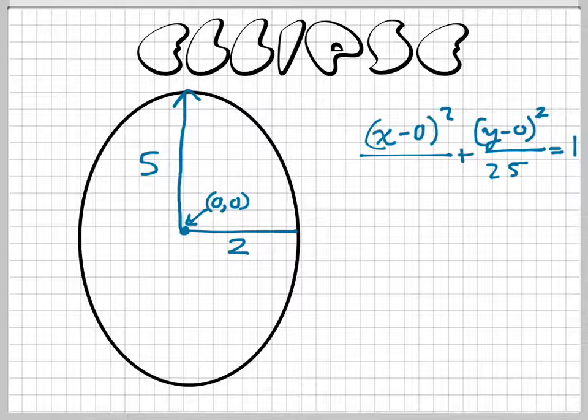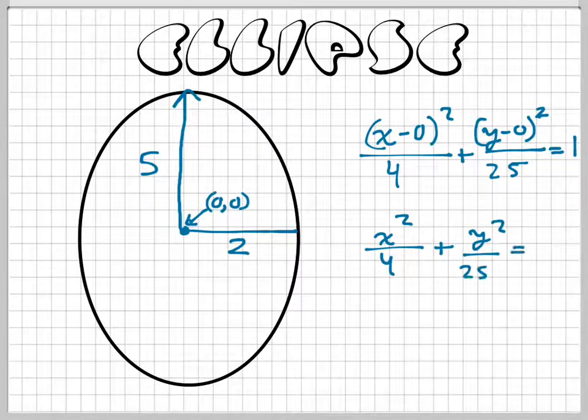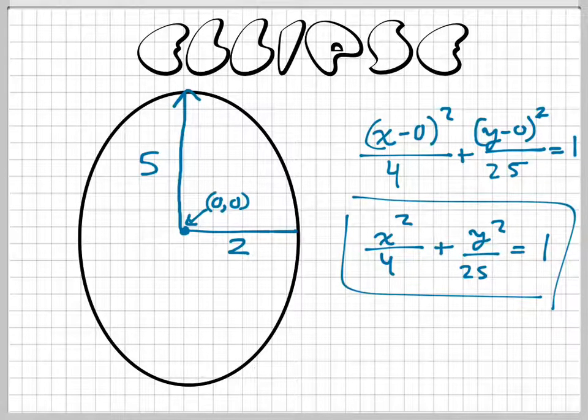So what number goes underneath the x? 4. Why is it 4? Because it's 2 squared. Now if I simplify it, it's going to look like this. X squared over 4 plus y squared over 25 equals 1. That's your equation of this. There's a little bit more.